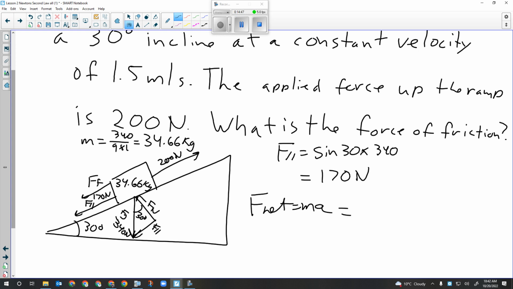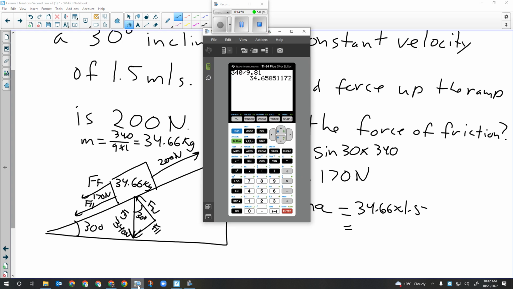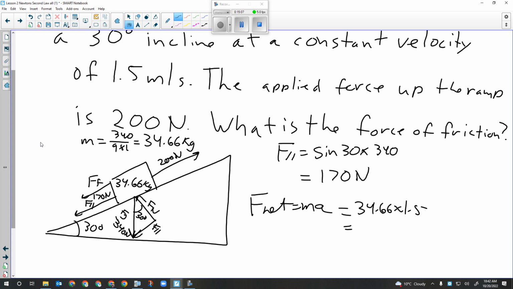All right, so I'm going to take my 34.66 with all the decimals in my calculator, times the acceleration, 1.5, because obviously we want to keep all of our decimals all the way through. So my net force is 51.99 newtons up the ramp. That's going to be important. How come that net isn't zero if it's a constant? Oh, sorry, it said constant velocity, see? That trick that I played on you, I played on myself.